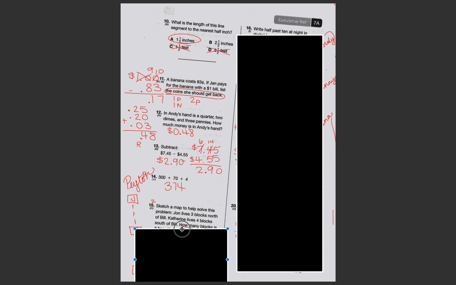This is from my last year's class when we did this. Don't pay attention to the names. They're not important. 374 is number 14. This is just expanded form for that number. It shouldn't have taken you too much work to do that.